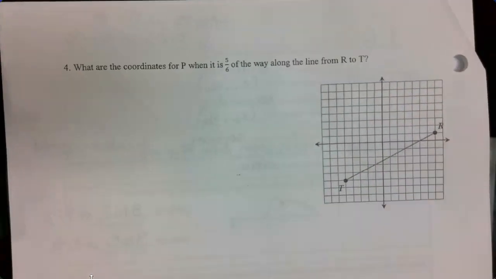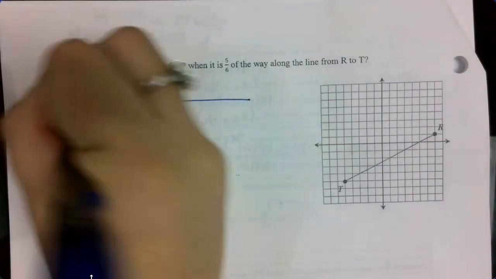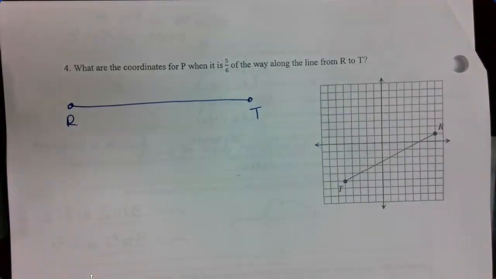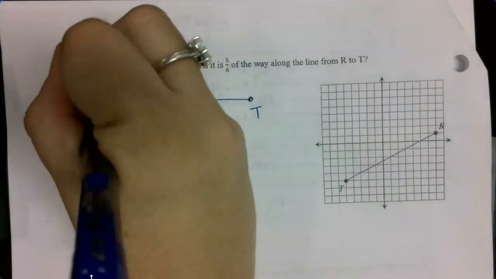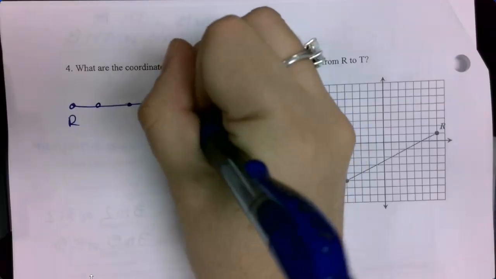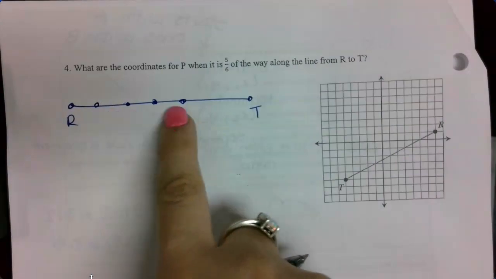Okay, so number 4, it wants me to find the coordinates for P when it's 5/6 of the way along the line from R to T. So I'm going to draw this out over here. How many parts do I want to break it up into since this one's a fraction? 6. One, two, three, four.